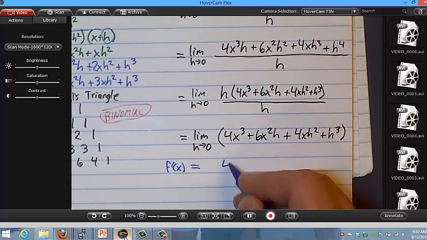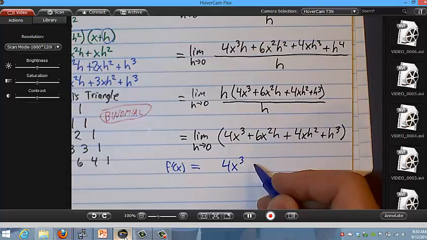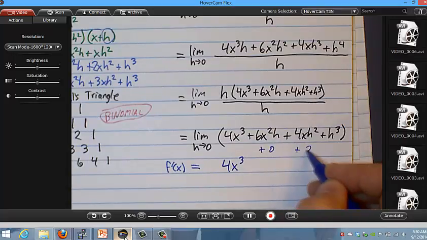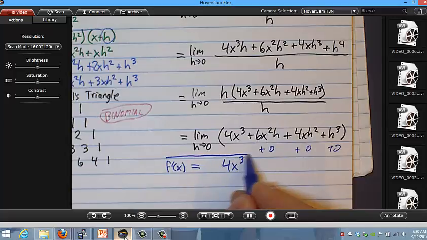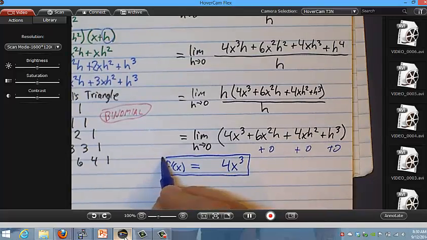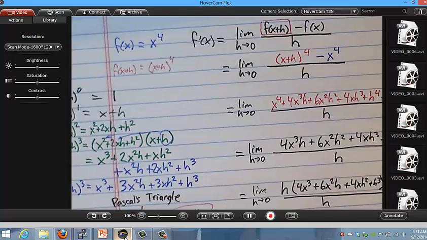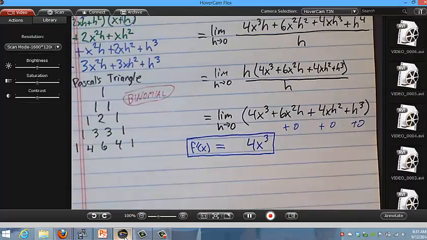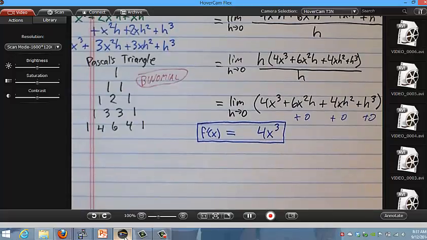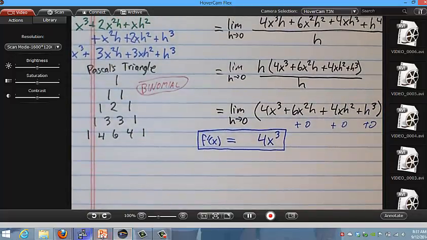Well, 4x cubed, right? Plus 0, plus 0, plus 0. So 4x cubed. And there's our first derivative. Are you with me? What's it mean? It's a lot of work, but what's it mean? X to the fourth, and somehow the new function 4x cubed is its derivative. It goes with it.